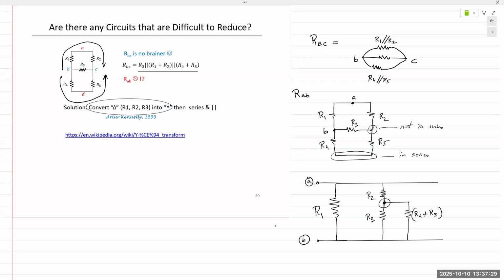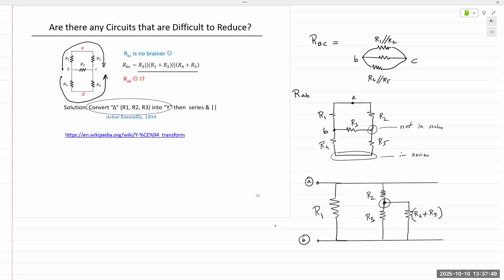Did that make sense? Okay. So RAB will not be the same as RBC. And of course, that also depends on the values of the resistors. Now, there is one other thing.